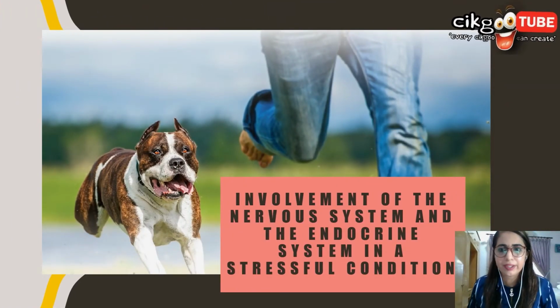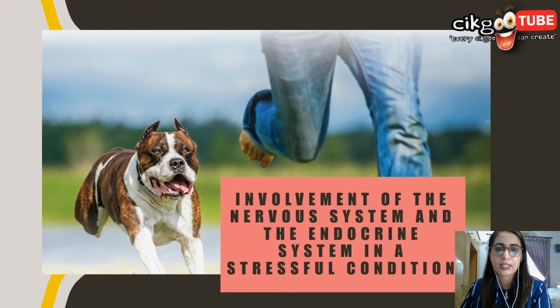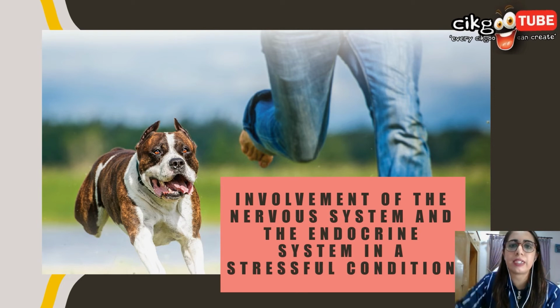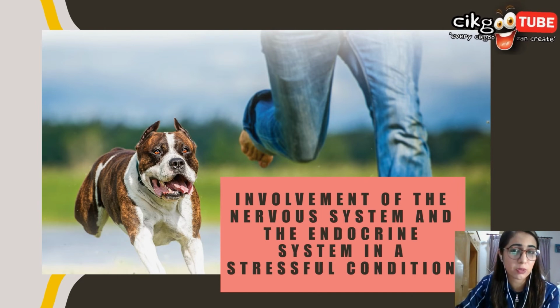Okay, done with that. Now, let's look at the involvement of the nervous system and the endocrine system in a stressful condition. Have you ever been in a fight or flight situation? That means, have you been in a very stressful, dangerous condition? For example, when a dog or a goose suddenly chases you, how do you feel in a situation like this? Your heartbeat will beat faster and your palms will sweat. Now, what causes this condition? This is what you're going to learn in this next part.